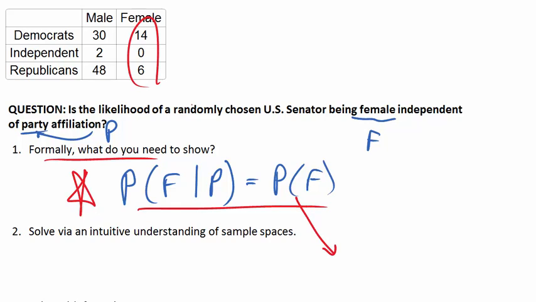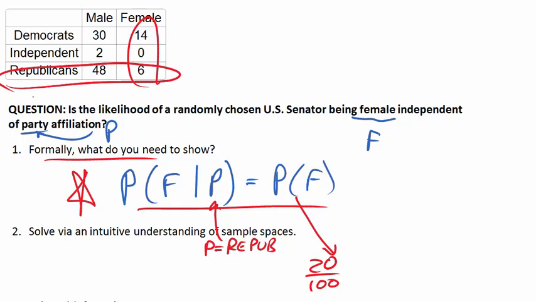So what is in general the probability of being female? Well, there are 20 female U.S. senators at present out of the total of 100, so that is 20 out of 100. And what is the probability of being female given a party affiliation? So let's assume here for a moment that P means Republican. Well, here are the Republicans.